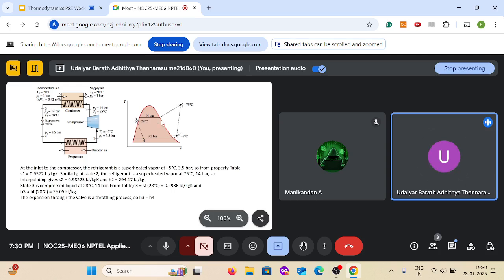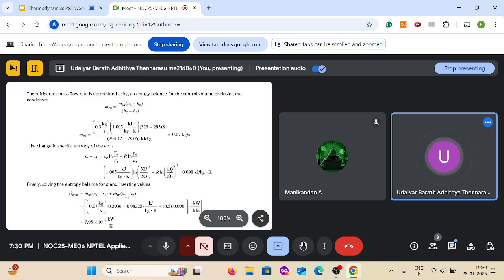S3 is known, and S3 is equal to the saturated liquid enthalpy, which will not change much, so that's what we have assumed here. S3 is saturated fluid at 28 degrees Celsius. Initially it goes from 75 degrees Celsius to 28 degrees Celsius saturated vapor. That is your entropy change because of temperature change, and then there is additional entropy because of the phase change. So you have to include that. That's what we have done here.